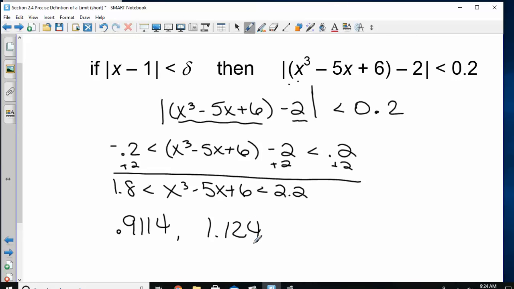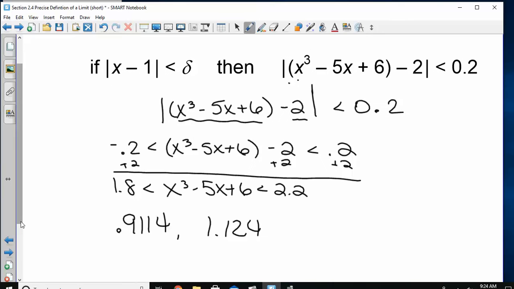Okay. So essentially, what that's telling me is if I pick an x value between 0.9114 and 1.124, then my y will be less than 2/10 from 2. Okay, we kind of found that window for our x's to match the window for the y's.